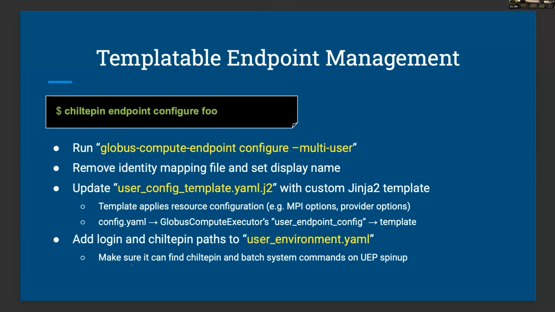Then for configuring an endpoint, it just looks exactly the same as it usually does, but the way that we provide a better user experience is we run the Globus compute endpoint configure with the multi-user argument under the hood, and then we do a whole bunch of other stuff, like we get rid of the identity mapping file, we install a very complicated custom template for all the Jinja stuff so that when the user endpoints get created with the stuff from the configuration file, it actually deploys the correct user endpoint at runtime. And we add a whole bunch of stuff to make sure that the user environments work properly.